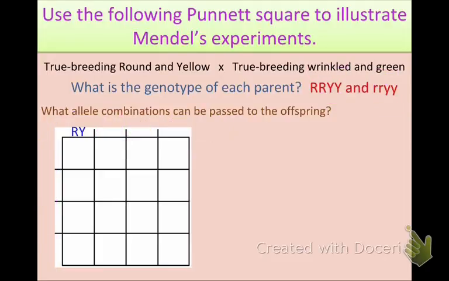So here we can see on the screen that this is what we came up with. All right, so those are the allele combinations that can be passed to the offspring.